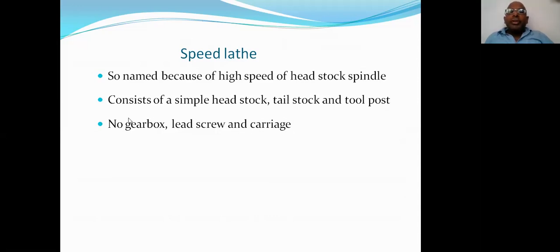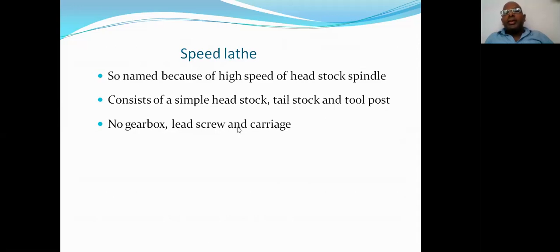That means we require only fewer speed ratios. That's why the gearbox is eliminated. As there is no need to produce either thread cutting operation or knurling operation, the lead screw is also eliminated. And the movement of the tool post and cutting tool is given through manual force only. So this carriage is also eliminated. That's why the simple speed lathe is designed without these three important elements.